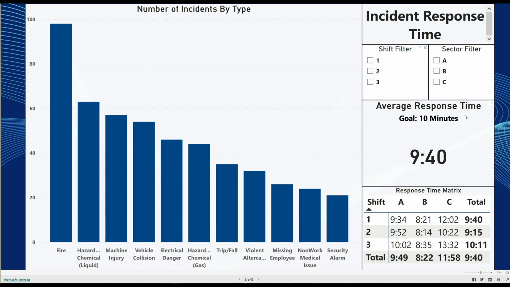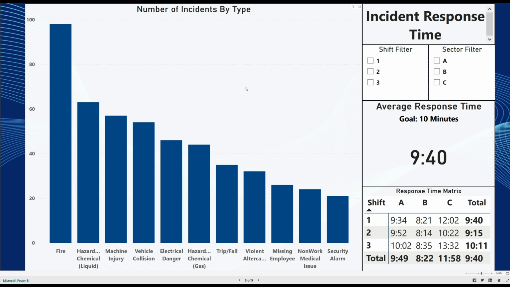The average response time is a good metric, I believe, but you need to make sure that it is balanced by others. And then one more area regarding response times we need to look at is this matrix down here that breaks down response times by sector and by shift. We have our global average response time of 9 minutes and 40 seconds right here, but we can get a little bit more granular and see that it's not equal everywhere. If we look at response times by shift, they are fairly even.